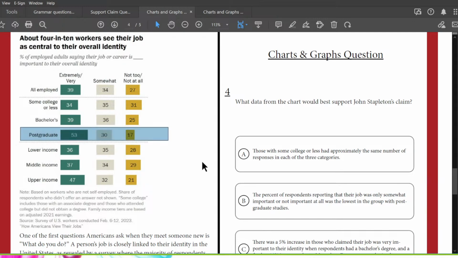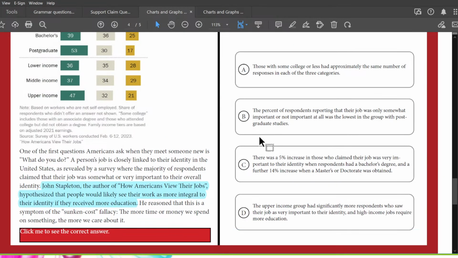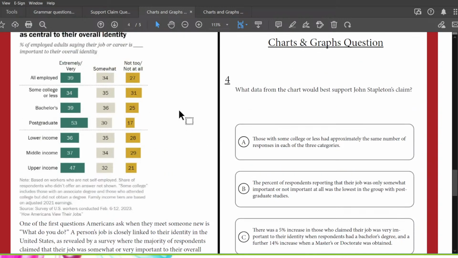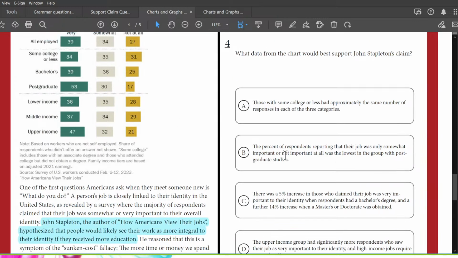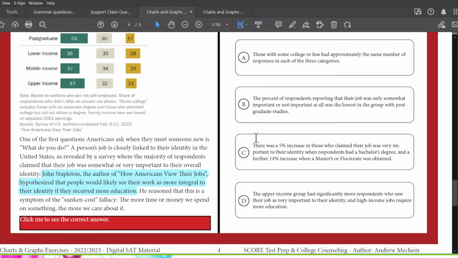I'm still not in love with this. It's true. But he says, again, you would see their work as more integral to their identity. So I don't know that I want to focus on these areas. I think I want to focus on this column. Knowing what data I should be looking for is important here. I want to focus more on this one because he's saying that they should see it as more integral. I want to match what the claim says. So I like this answer, but I want to find something better.